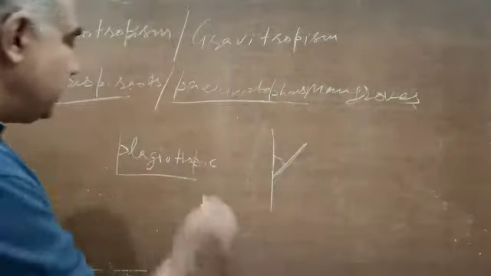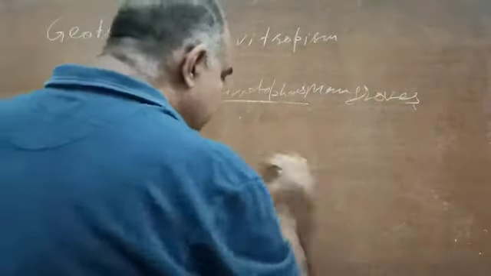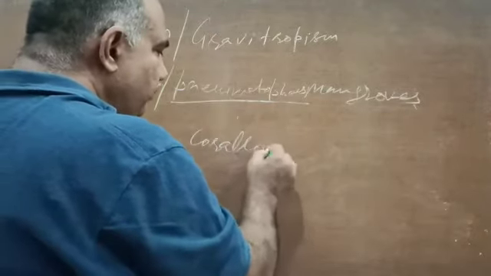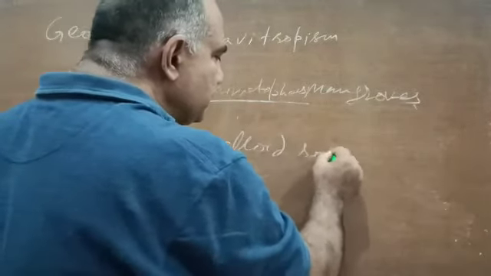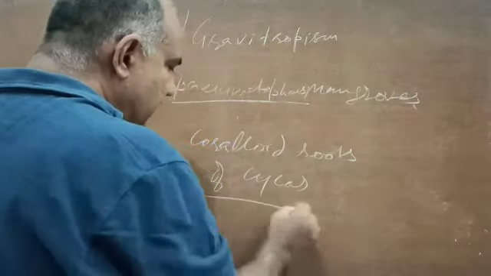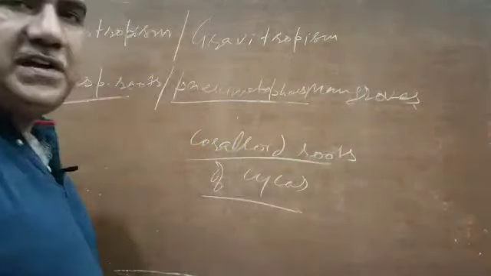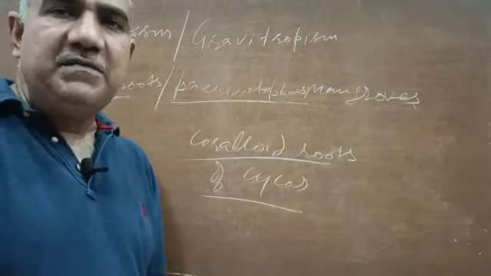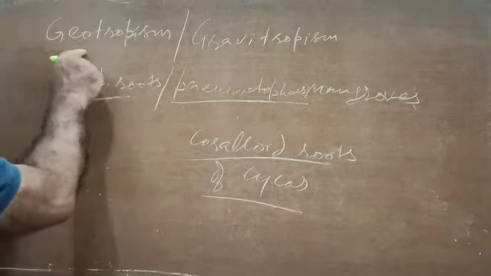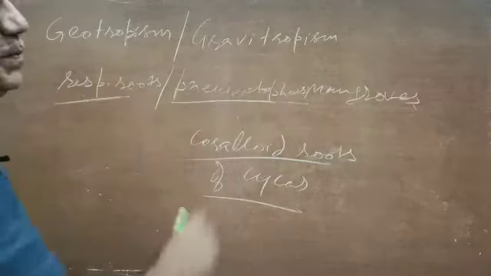And yet there are some plant parts, like the coralloid roots of cycas, which are not at all affected by the gravitational pull of the earth. So they are said to show ageotropic movement or agravitropic movement.